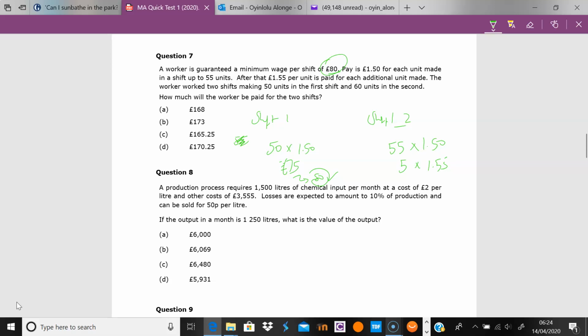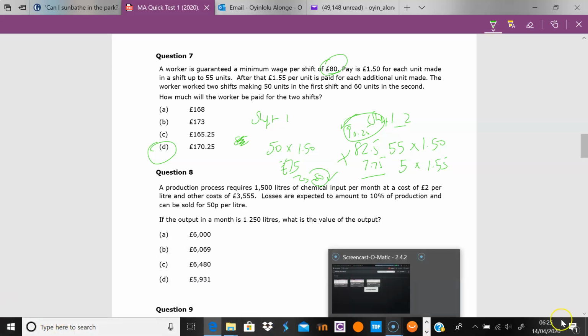55 times £1.50 is 82.5. 5 times £1.55 is 7.75. And that's 90.25. So I need to add these two together, 90.25 and the £80, and that's 170.25. So my answer there is D. Cool, great. And that's how I would deal with that.